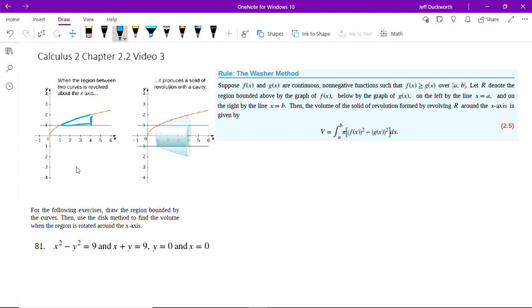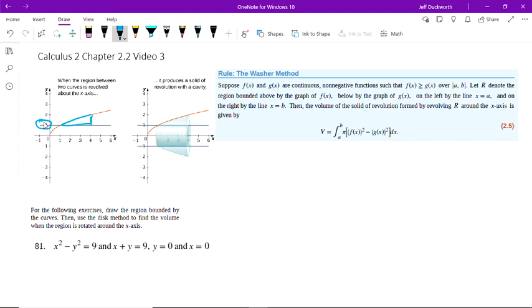Well, what you can do is use the disk method, make the disk from the upper function, that f of x, and then make a disk from the lower function, which in this case would be your g of x is equal to 1, and you'll have a disk within a disk, essentially. So you're going to have the outer disk, and then there's going to be a hole in the center. It's going to look like a washer or an annulus.